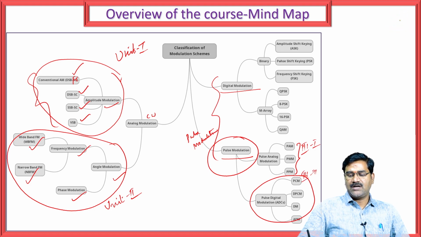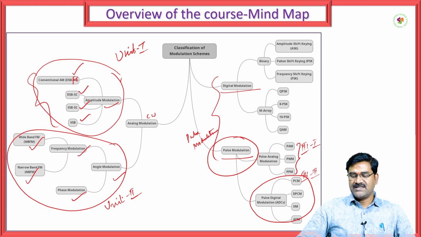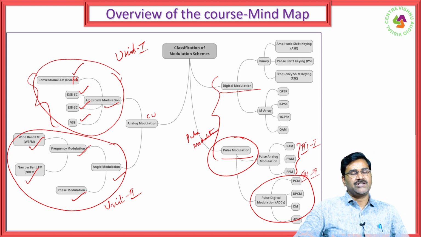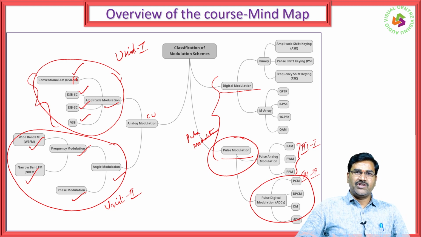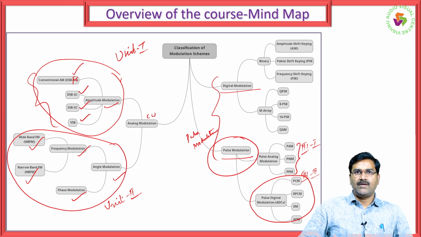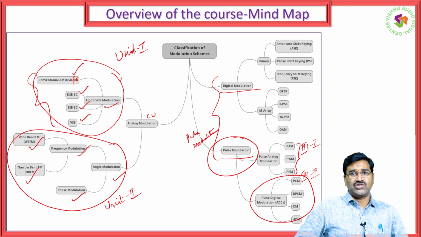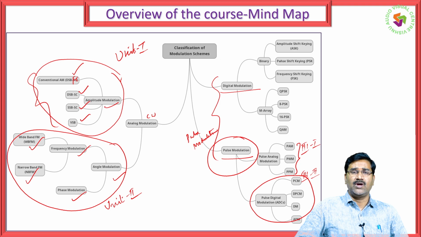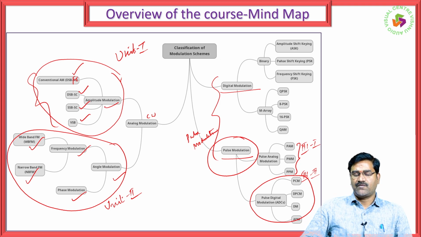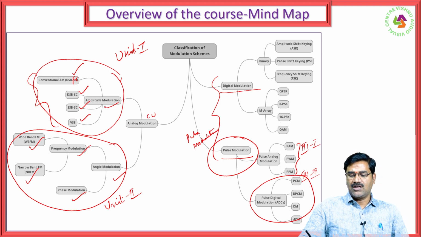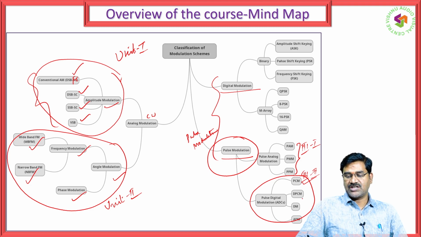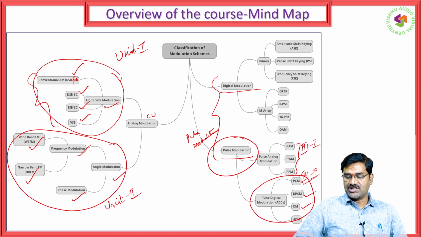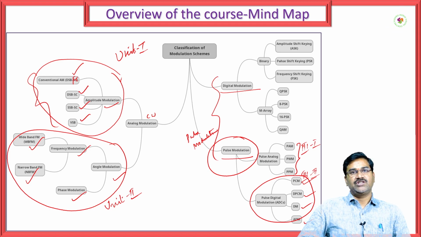In the third unit second part, we will be covering the pulse digital modulation schemes, which we can call analog to digital converters, where we will be studying how the analog signal can be discretized and that discrete sample converted into a digital sample by making use of various techniques: pulse code modulation, differential pulse code modulation, delta modulation, as well as adaptive delta modulation.